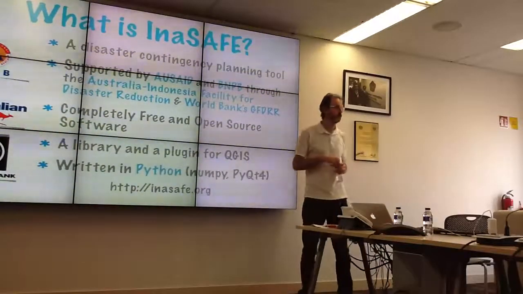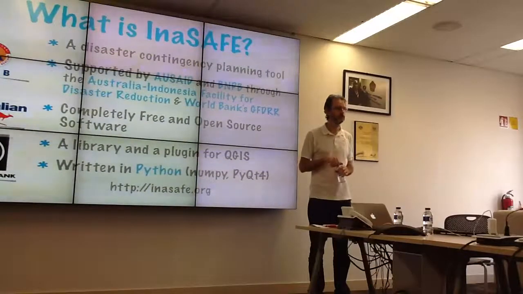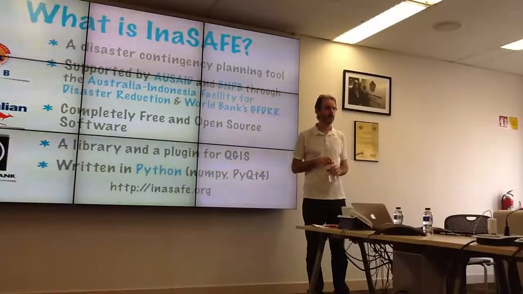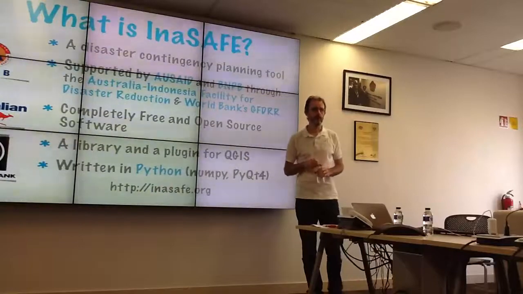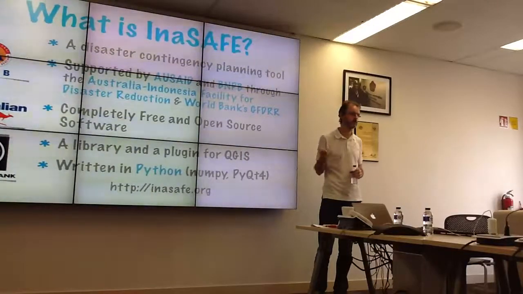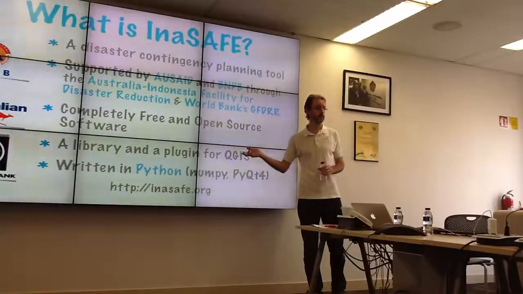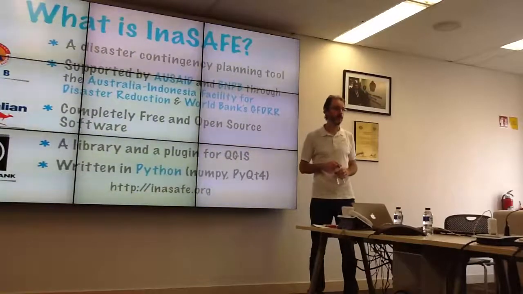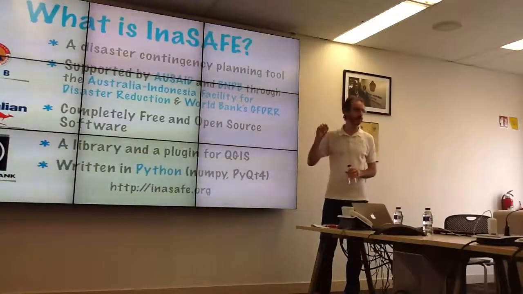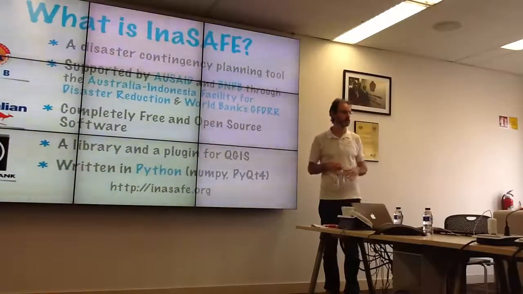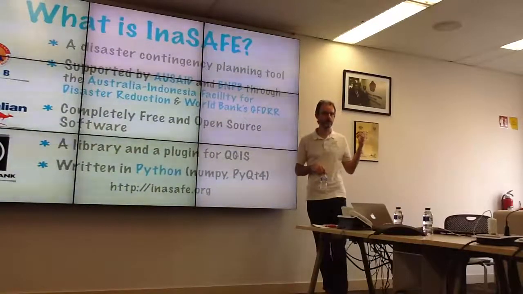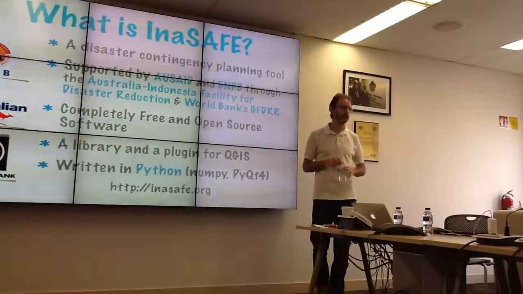GDAL is called GDAL. GDAL is a library for letting you read geospatial data sets. QGIS also uses GDAL underneath. And there are Python bindings for GDAL. So GDAL lets us read in a satellite image, or lets us read in a roads layer and so on.